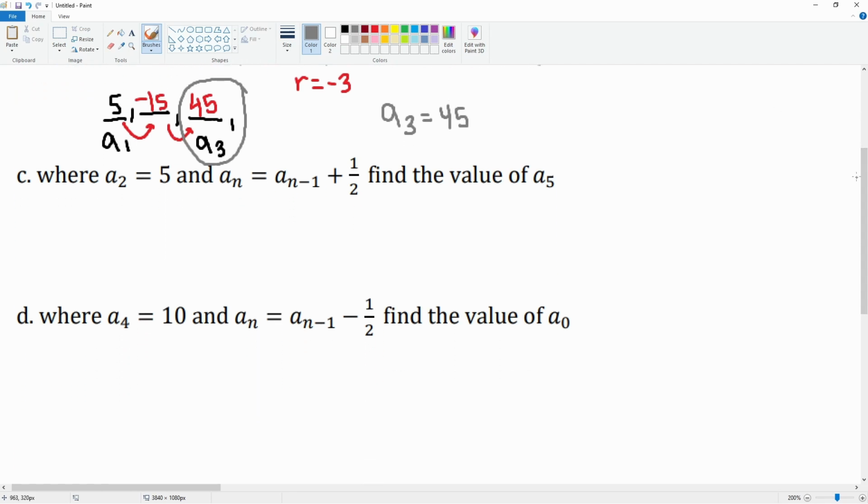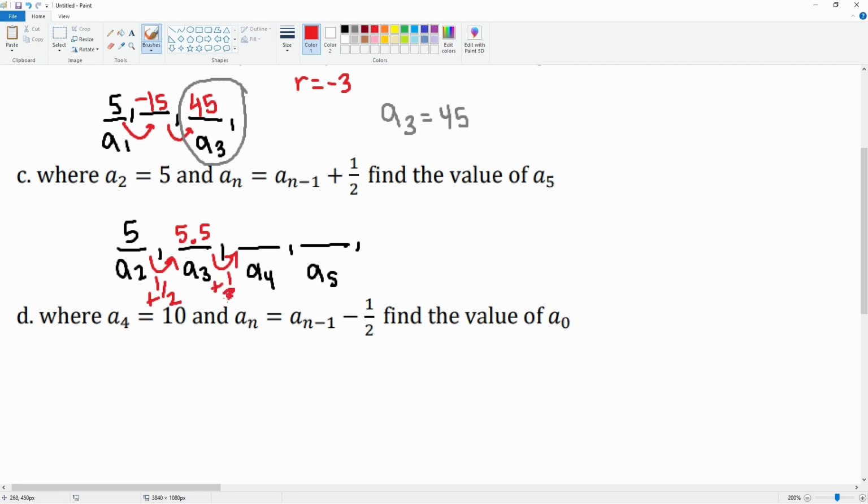Next, A2 is 5, and we're asked to find the A5 term. So let's just write out that sequence really quick. This is 5, which is A2. Dash becomes A3, dash becomes A4, dash becomes A5. Okay? To get to our next term, it looks like we're adding 1/2. So this becomes 5.5. Again, add 1/2. This becomes 6. Add 1/2. This becomes 6.5. So we can now say here that A5 is equal to 6.5.